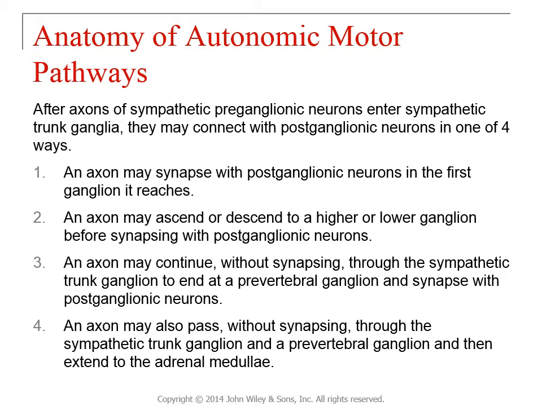So these motor pathways will synapse in 4 different ways, and actually there's a diagram on the next page here, so I'll read these through very quickly, but it's a little better to show you the 4 different pathways on the next slide. So what ends up happening is your synapse will occur from the preganglionic to the postganglionic neuron. The axon may synapse in the first ganglion it reaches at the same level, it may ascend or descend to a higher or lower ganglion, usually 3 or 4 levels up or down, before synapsing with the postganglionic neurons, or it may continue directly through the sympathetic trunk ganglion to the prevertebral ganglion and synapse with postganglionic neurons, or occasionally it may go directly to the adrenal medulla.